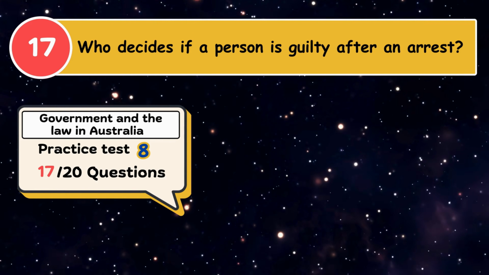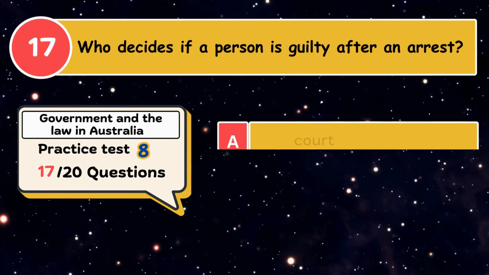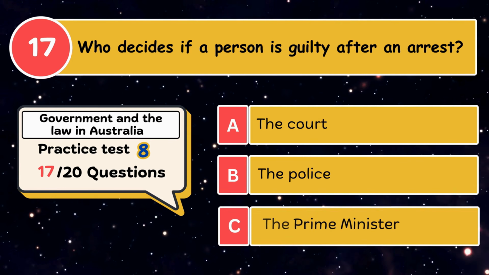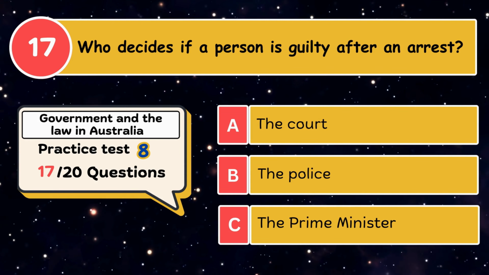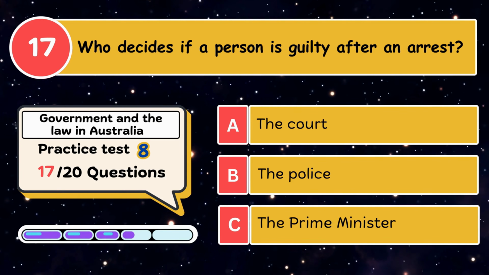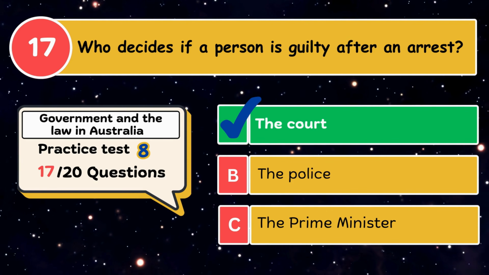Who decides if a person is guilty after an arrest? A. The court. B. The police. C. The Prime Minister. The correct answer is the court.